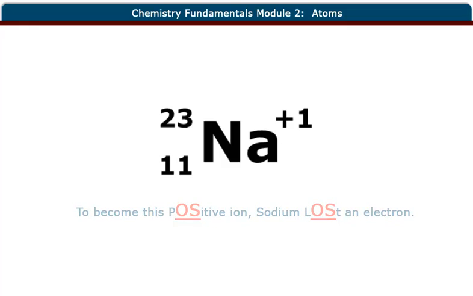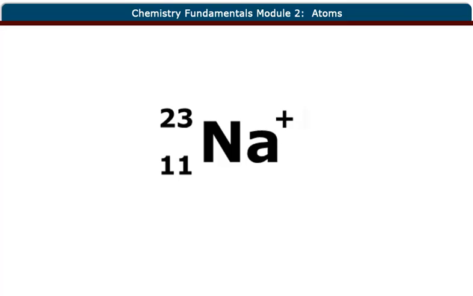Sometimes, if the charge is plus or minus 1, the number can be left off and a plus or minus sign by itself is understood to mean +1 or -1. Can you figure out how many neutrons?